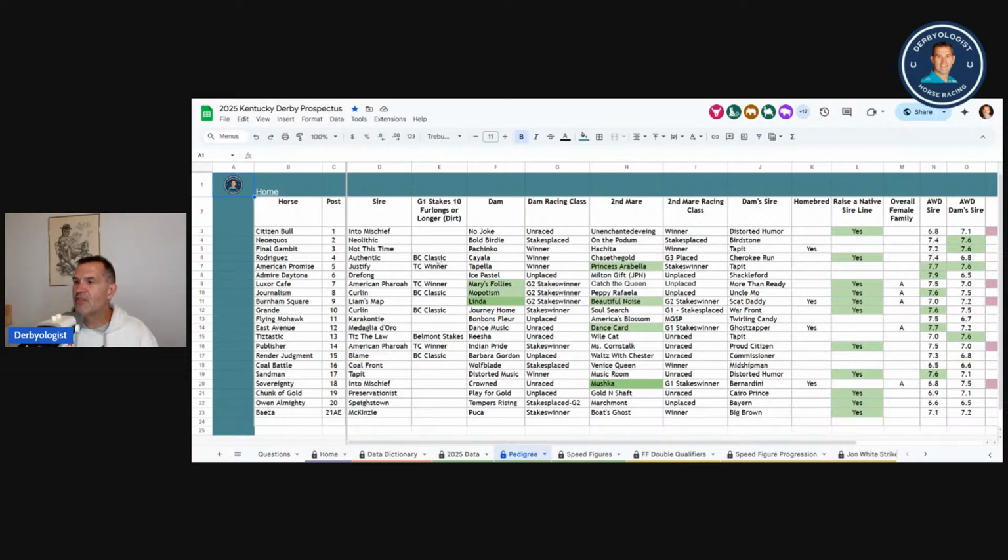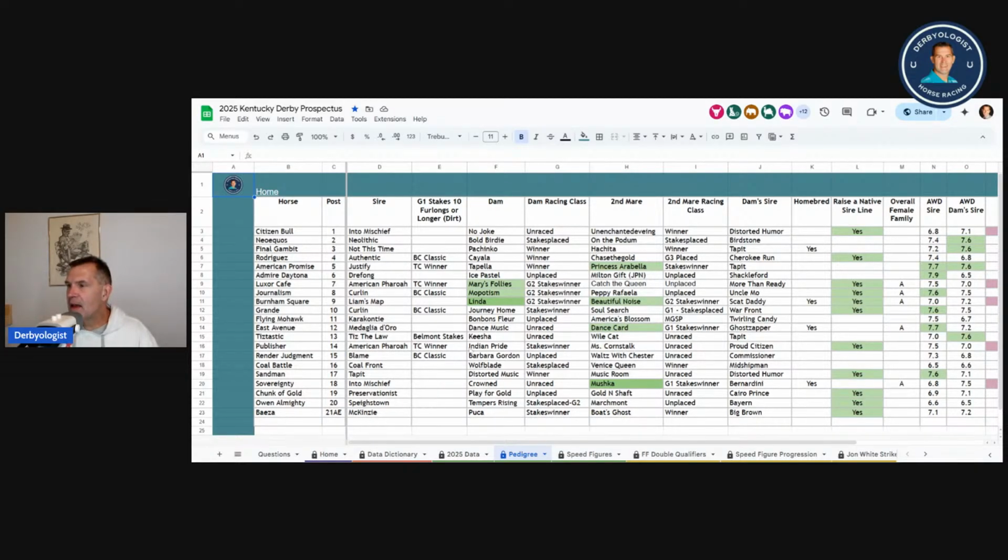So I noted if they won a major Big 7 race on the dirt. The Big 7 for dirt races are the Triple Crown races: Preakness, Belmont Stakes, Kentucky Derby. Then you've got the Pacific Classic, the Jockey Club Gold Cup, and the Breeders' Cup Classic. Those are the big Kentucky 10 furlong prep races on the dirt.